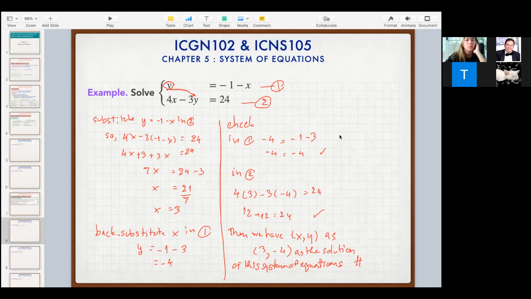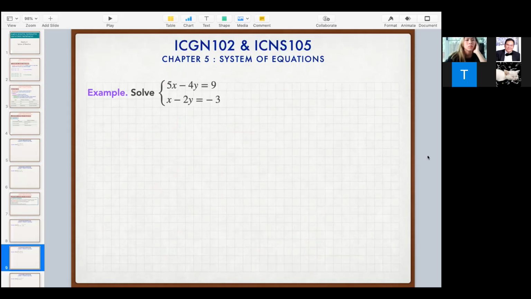Okay, so the next one, for the next slide. Before I move on to the next slide, do you have any questions about this example? So the next one.